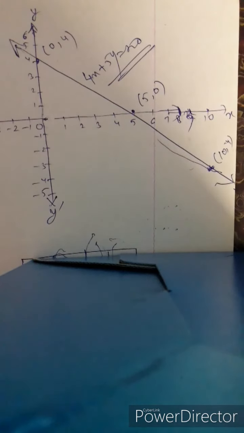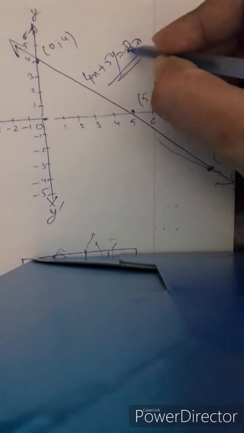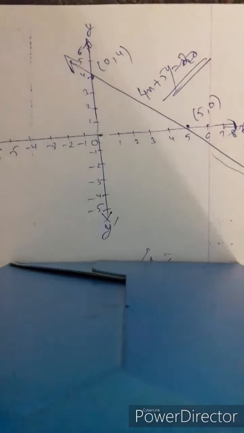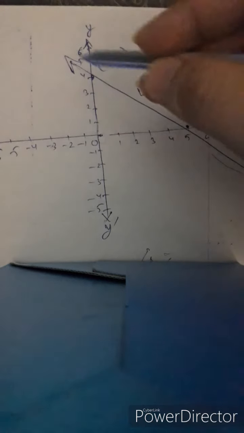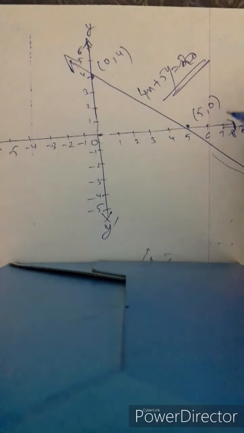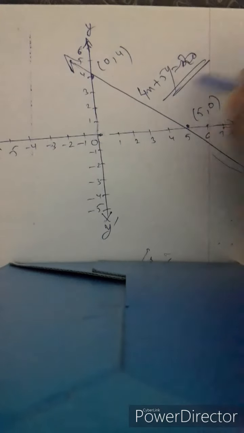I hope you are able to see it. 0, 4, 5, 0 and 10, minus 4. The line is 4x plus 5y equals 20. Now we'll take a look at solving a pair of linear equations graphically. I'll explain in this graph how to solve a pair of linear equations graphically.